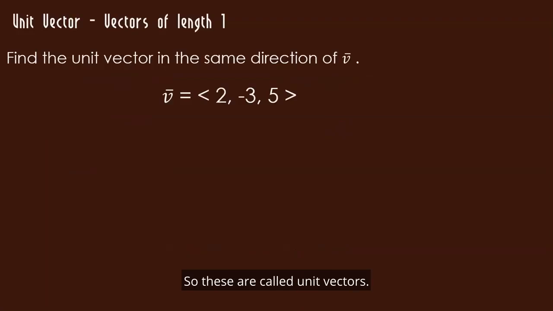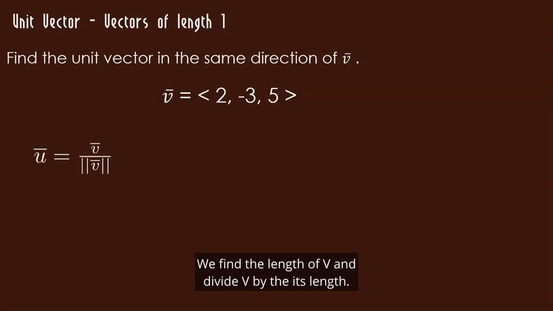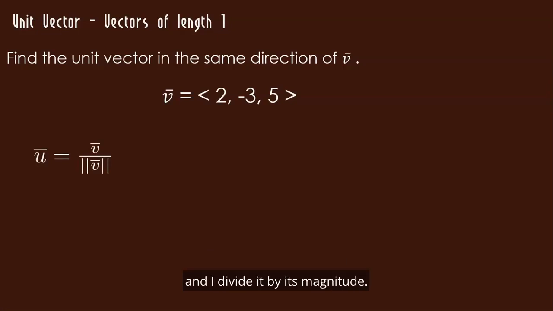These are called unit vectors. Suppose I have the vector 2, -3, 5, and I want to find a unit vector in the same direction as v. Well, this is pretty straightforward. We find the length of v and divide v by its length. I called u the unit vector because I take v and divide it by its magnitude. Well, what is the magnitude of v?